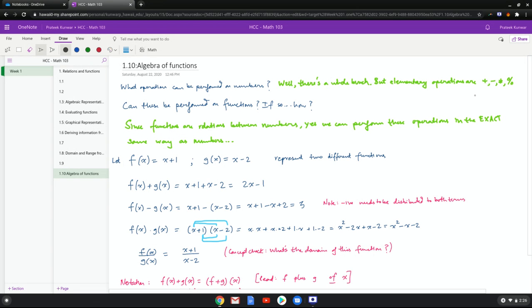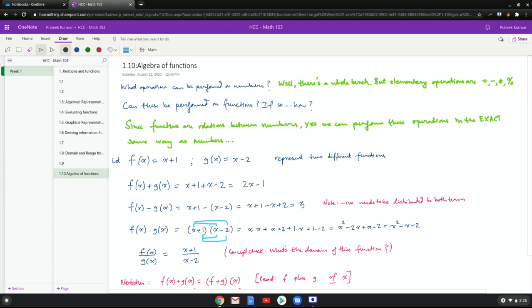The question is, can these be performed on functions? If so, how? Well, what are functions? Functions are relations between numbers, right? Which means functions are just a set of numbers. Instead of talking about one number, you're talking about a collection of numbers. So whatever is true for numbers is going to be true for functions as well. So yes, we can perform them in the exact same way.